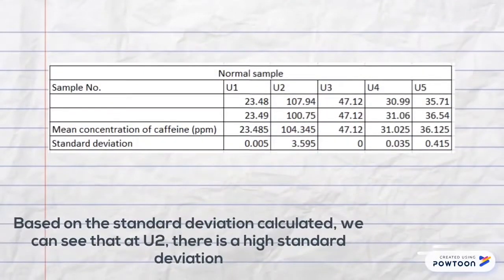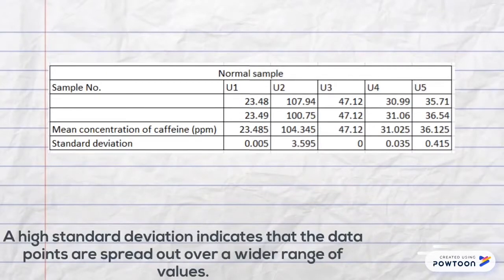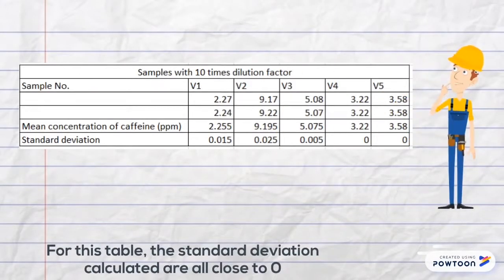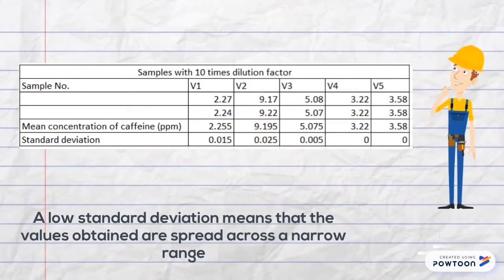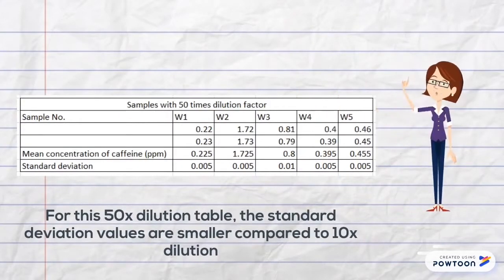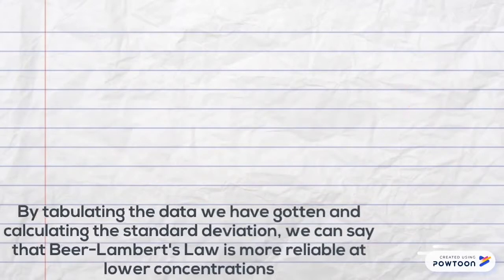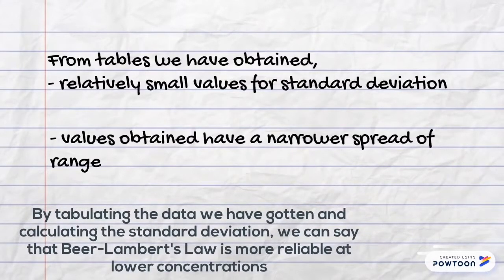Based on the standard deviation calculated, we can see that at U2 there is a high standard deviation. A high standard deviation indicates that the data points are spread out over a wide range of values. For this table, the standard deviations calculated are close to 0. A low standard deviation means that the values obtained are spread across a narrower range. For the 50 times dilution table, the standard deviation values are smaller compared to the 10 times dilution table, therefore showing that it has a narrower spread of values. By tabulating the data and calculating the standard deviation, we can say that Beer-Lambert's law is more reliable at lower concentrations.